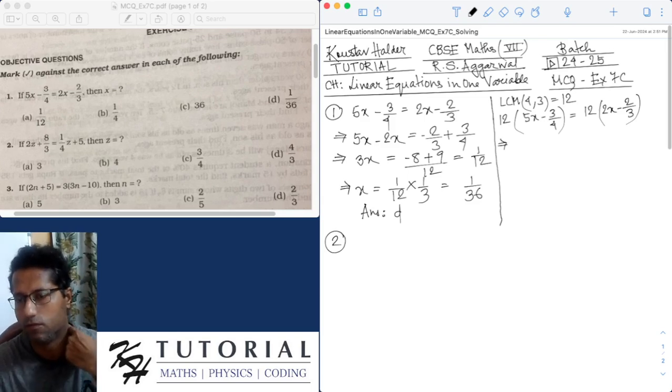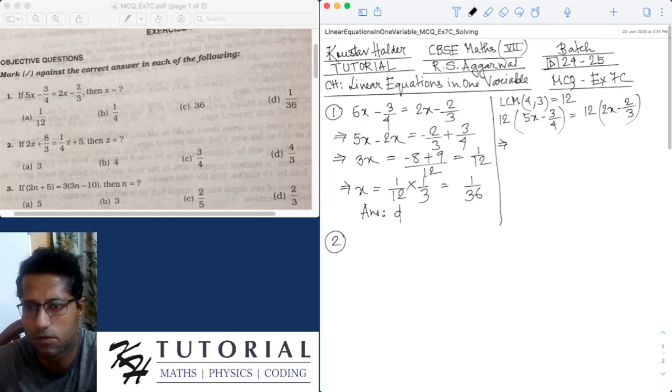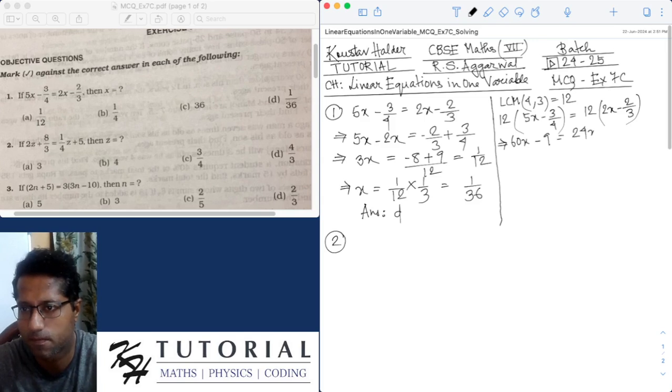if I want to remove the brackets and simplify the LHS and RHS, it becomes 12 into 5x is 60x, and 12 into minus 3 by 4 is minus 9, and on the right hand side 12 into 2x is 24x, and minus 12 into minus 2 by 3 is 8.